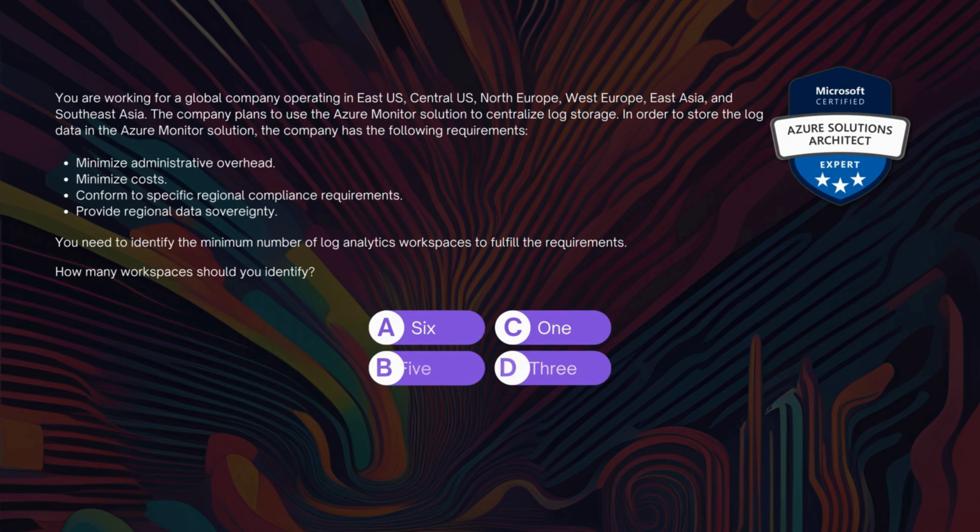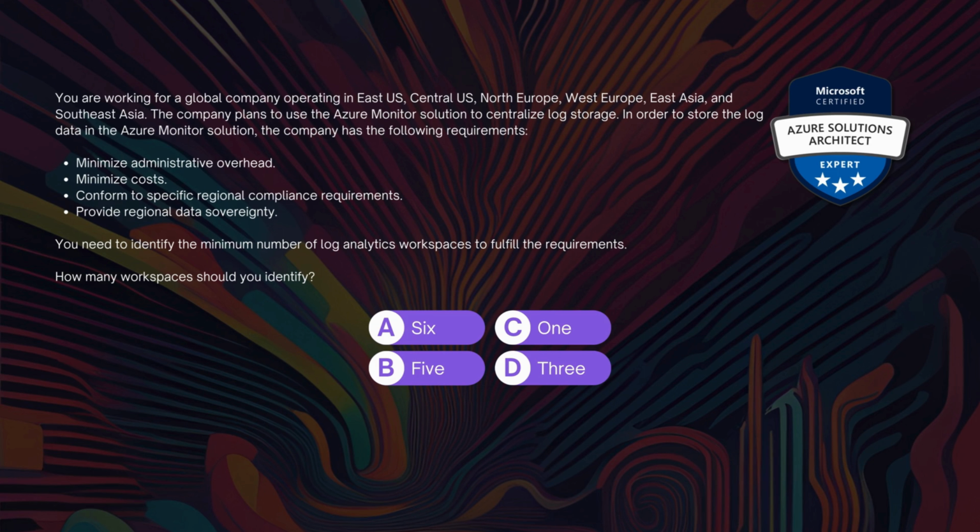You are working for a global company operating in East US, Central US, North Europe, West Europe, East Asia, and Southeast Asia. The company plans to use the Azure Monitor solution to centralize log storage. In order to store the log data in the Azure Monitor solution, the company has the following requirements. Minimize administrative overhead. Minimize costs. Conform to specific regional compliance requirements. Provide regional data sovereignty. You need to identify the minimum number of log analytics workspaces to fulfill the requirements.